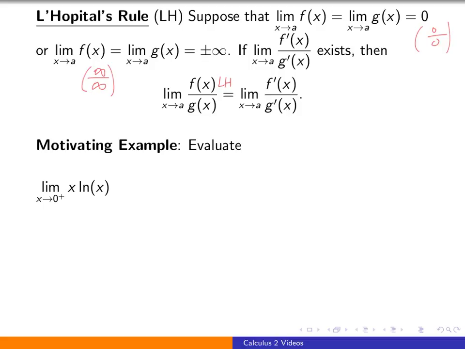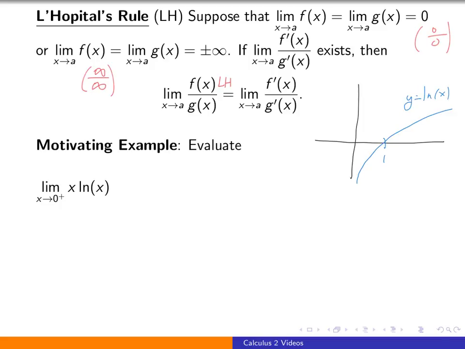Let's now look at a motivating example: the limit as x approaches 0 from the right of x times natural log x. Once again, our visual intuition is very important here. So to the side, let's graph natural log x. Roughly speaking, it looks something like this. It crosses the x-axis at 1.